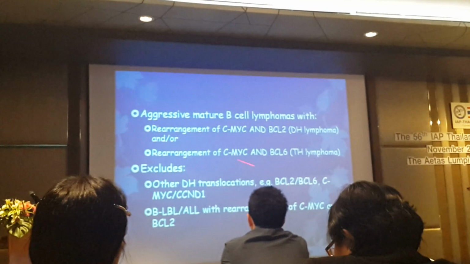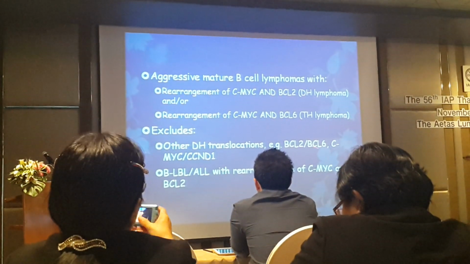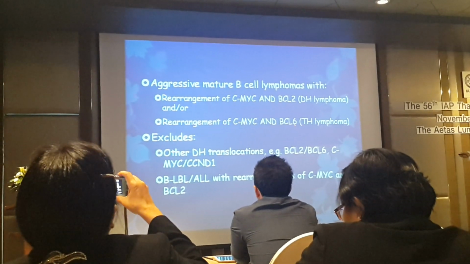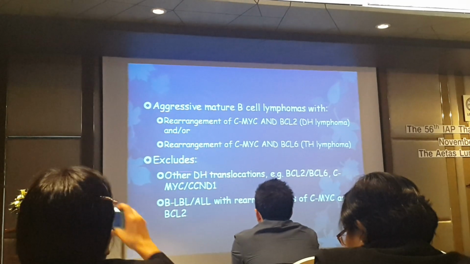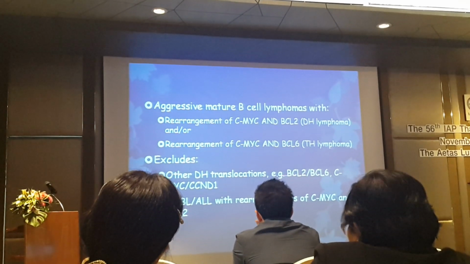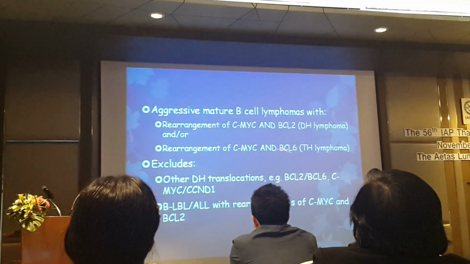So the first group, these are aggressive, the double triple hit lymphomas. These are aggressive B-cell lymphomas with rearrangement of c-MYC and BCL2 or BCL6. In some cases they have both, so there's a triple hit. And they exclude cases with other double hit translocations. BCL2 and BCL6, you don't call them. So this is referring to c-MYC with BCL2 and BCL6.